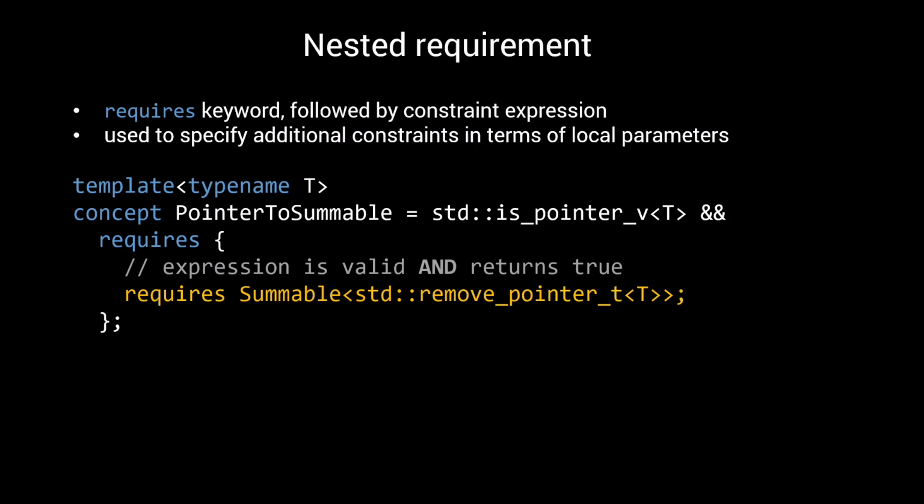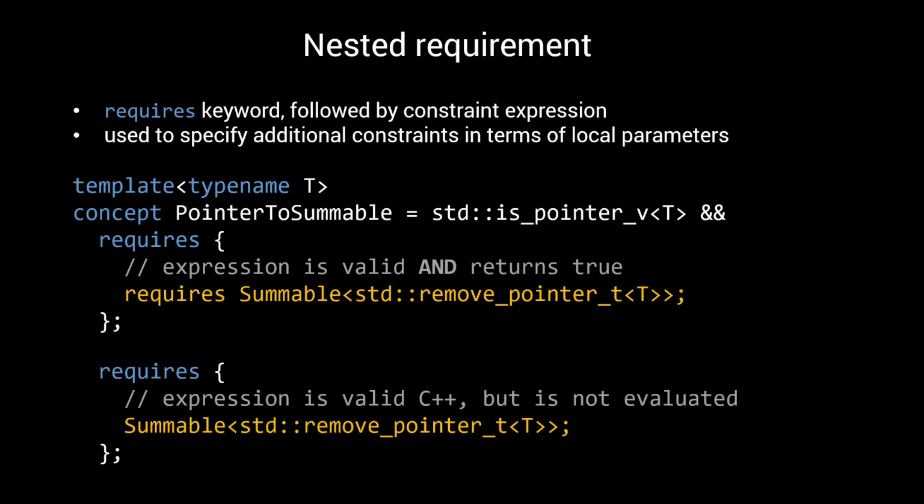This verifies both that the expression is valid, as well as that summable<remove_pointer_t<T>> evaluates to true. It is important to emphasize this difference. If I would have used a simple requirement, summable<remove_pointer_t<T>>, instead of the nested requirement, it would only verify if summable<remove_pointer_t<T>> was valid. It would not verify that it evaluates to true, and as such, behave very differently.